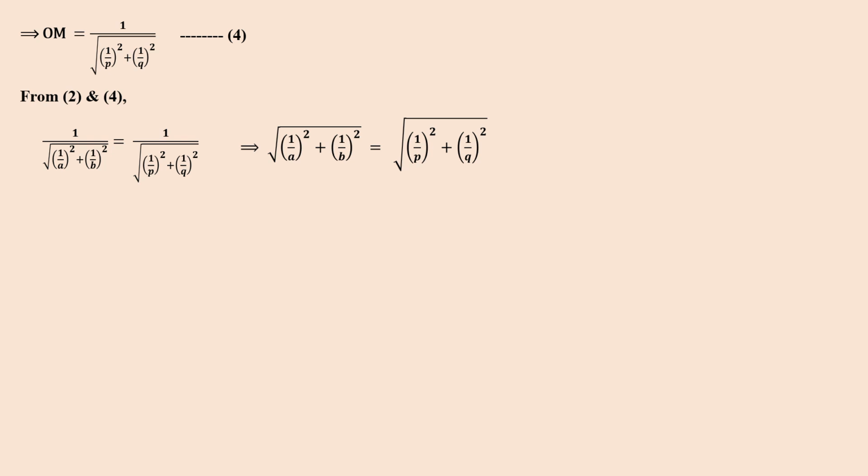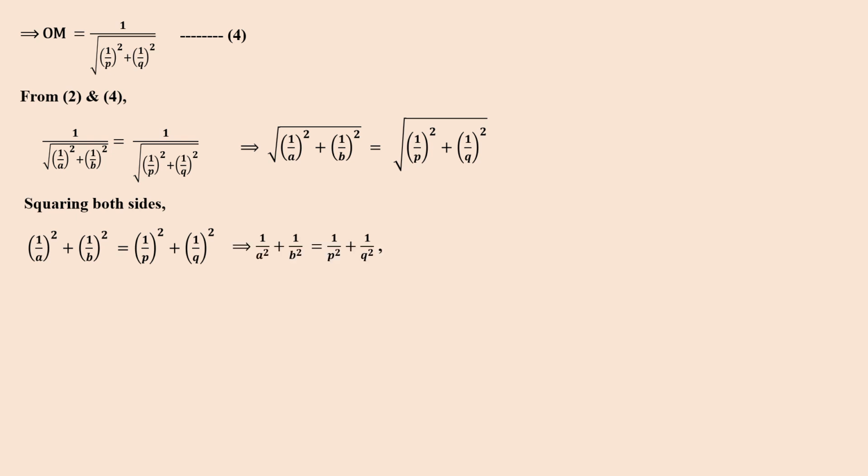So cross multiplying, root of 1 by a the whole square plus 1 by b the whole square is equal to root of 1 by p the whole square plus 1 by q the whole square. Squaring both sides, 1 by a the whole square plus 1 by b the whole square equals 1 by p the whole square plus 1 by q the whole square. So 1 by a square plus 1 by b square is equal to 1 by p square plus 1 by q square, which is to be proved. Thanks.